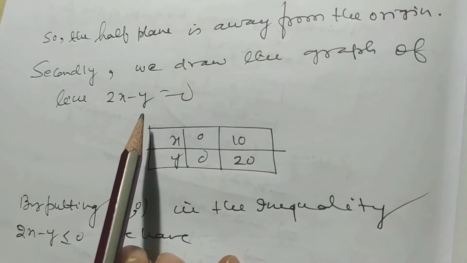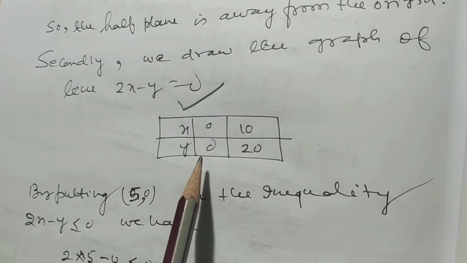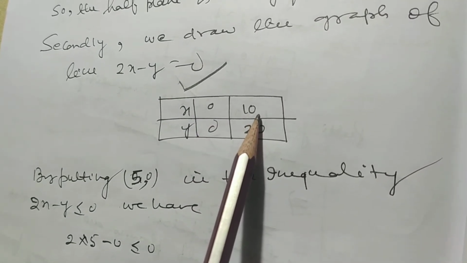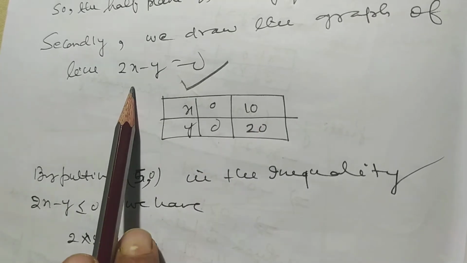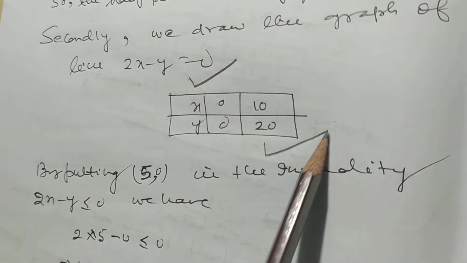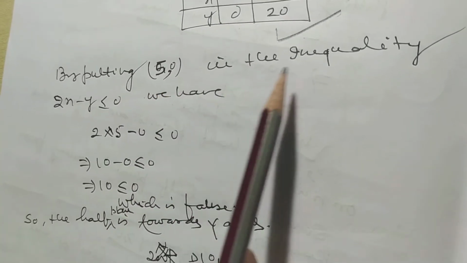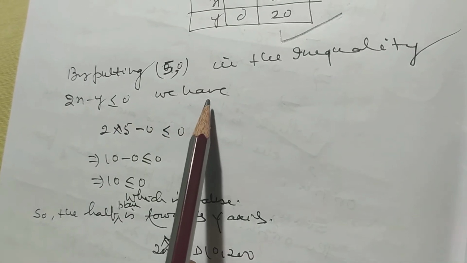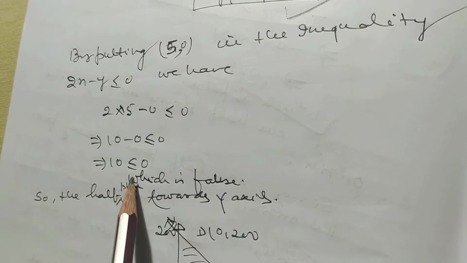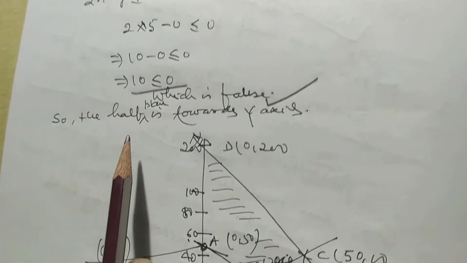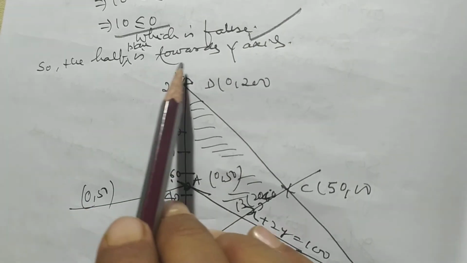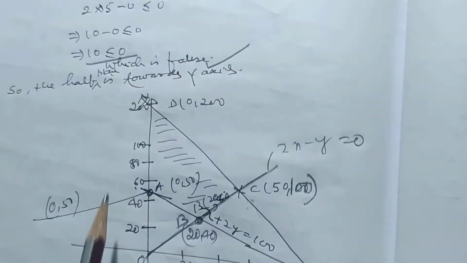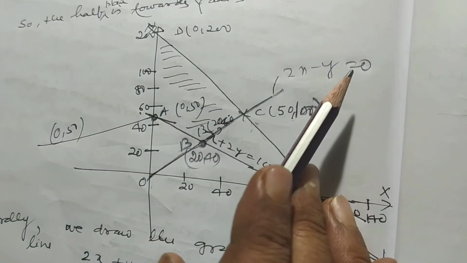Secondly, we draw the graph of the line 2x minus y is equal to 0. If x is equal to 0, y is equal to 0. If x is equal to 10, y is equal to 20. By putting 10, 0 in the inequality 2x minus y less than or equal to 0, we have 20 less than or equal to 0, which is false. So the half plane is towards the y-axis.